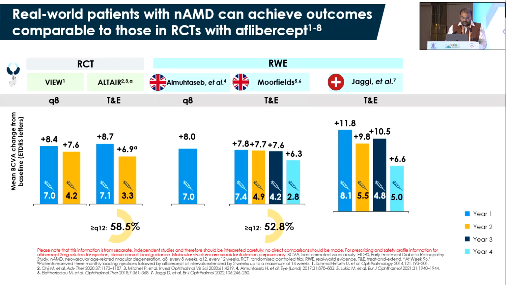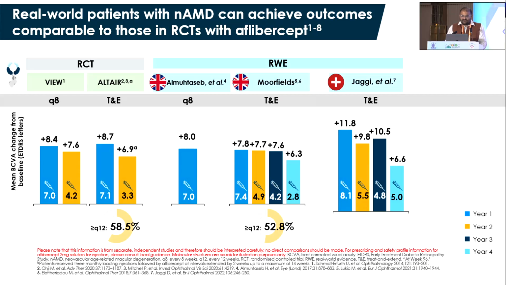There was a real world study by Al-Mutasib et al. The results were a replica of VIEW, because aflibercept was given at 8 weekly intervals, and the gain of ETDRS letters was similar to VIEW, plus 8 letters, and 7 injections were given, which is exactly the same as the VIEW study.